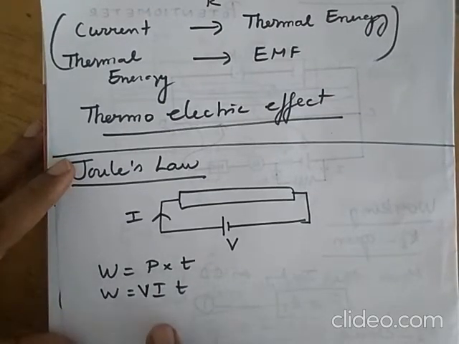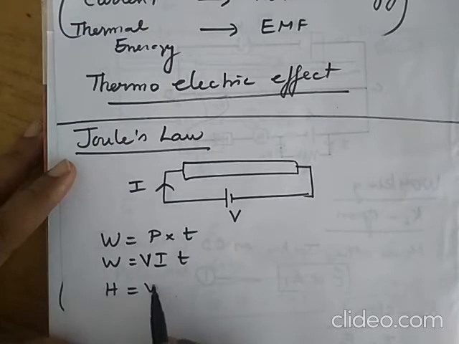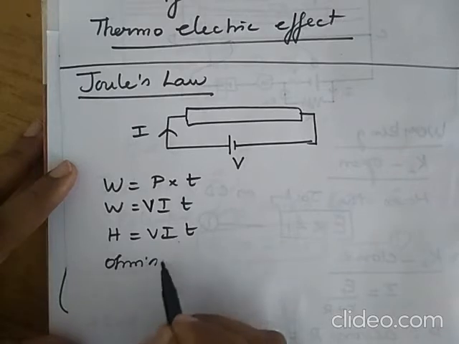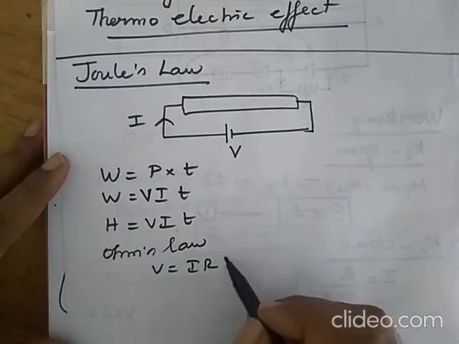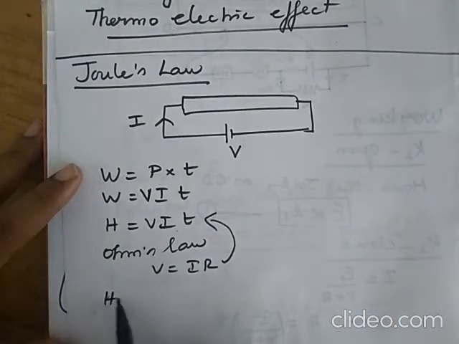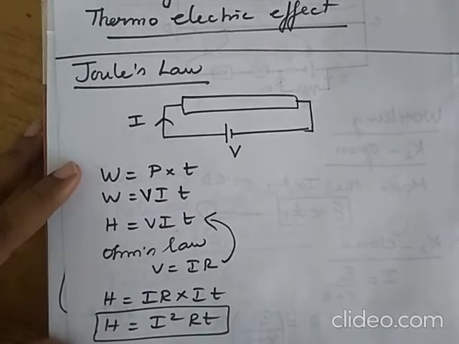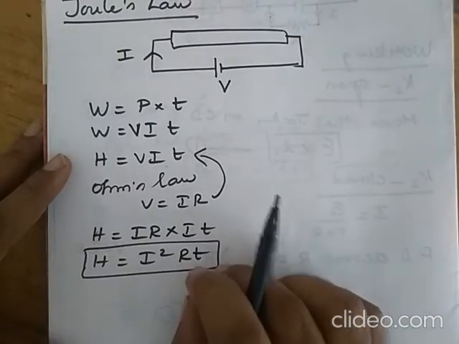This work done is spent in heating the conductor. Then we can write this work done as heat, H is equal to V I t. We know Ohm's law, V is equal to IR. Put this V value in the above equation, then heat H is equal to I R into I t, then heat H is equal to I squared R t. This is the expression that represents Joule's law.